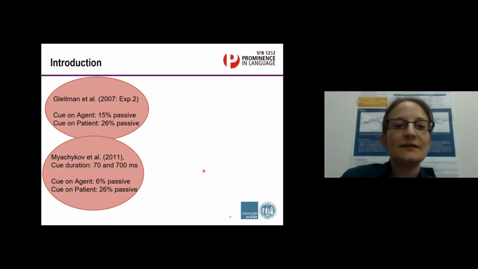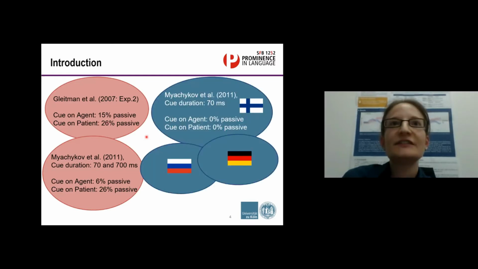And in the red bubbles here, you can see that priming studies in English increased the production of passives. The effect of visual attention manipulation was found to be different in languages that have overt case marking, such as Finnish, Russian, and German. In these languages, speakers are considerably less inclined to produce passives. One reason for this might be that case marking languages, in contrast to English, also offer the possibility to produce object initial active sentences.